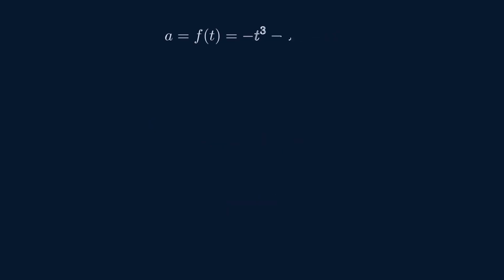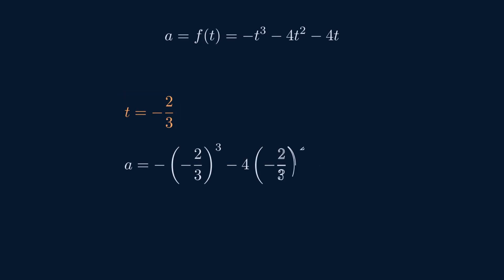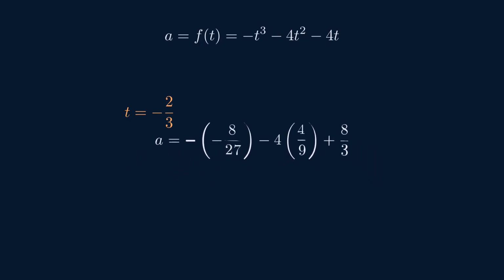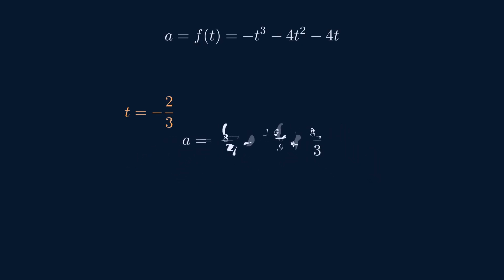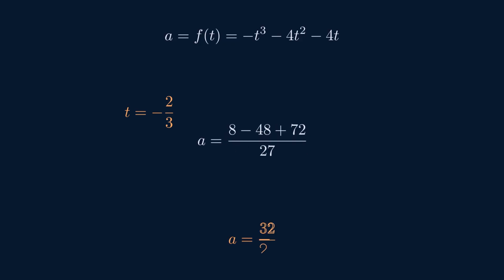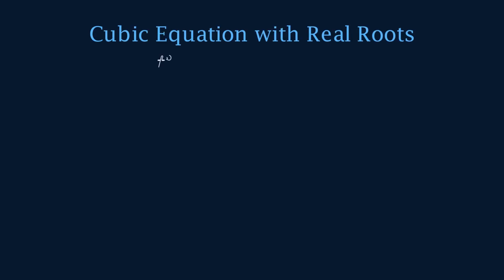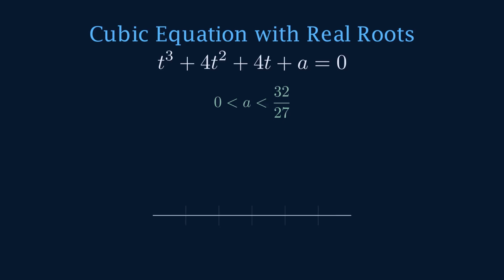Now we need to find the values of a at these critical points. When t = -2, a = -(-2)³ - 4(-2)² - 4(-2) = 8 - 16 + 8 = 0. So for the cubic equation to have three real roots, a must be between 0 and 32/27. This means 0 < a < 32/27.